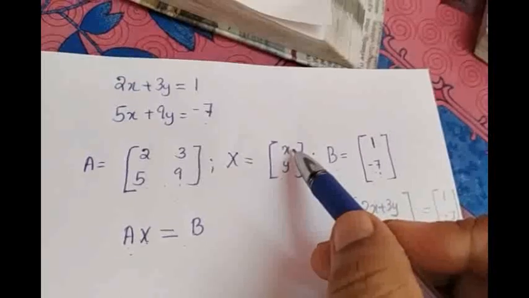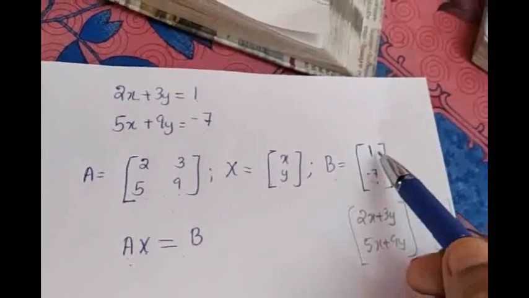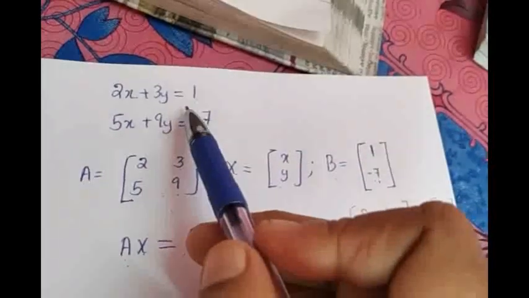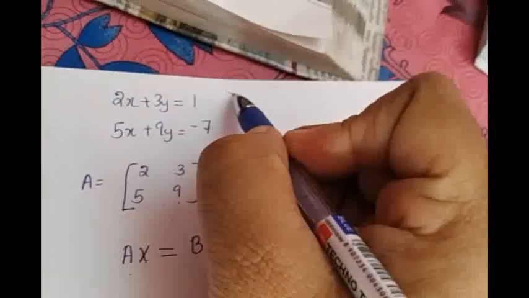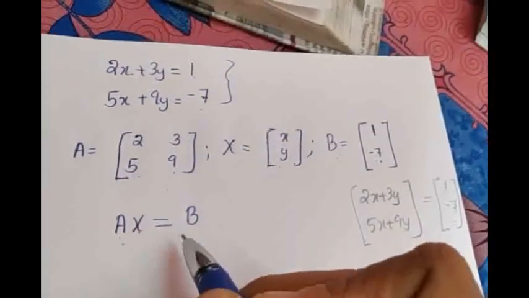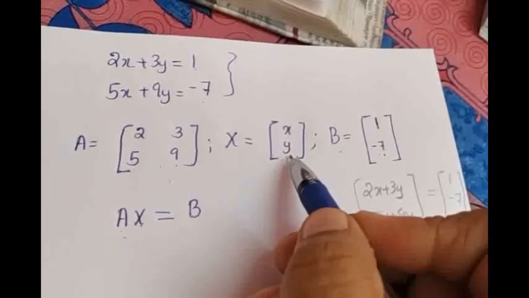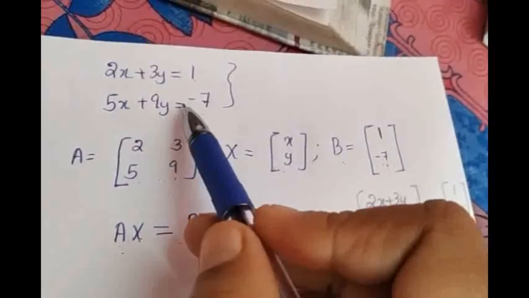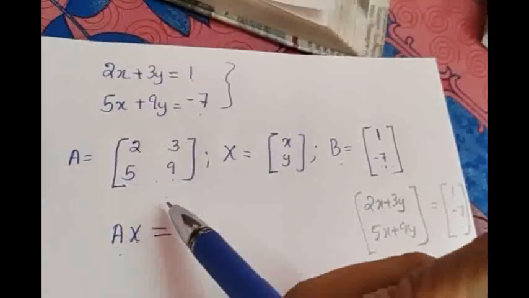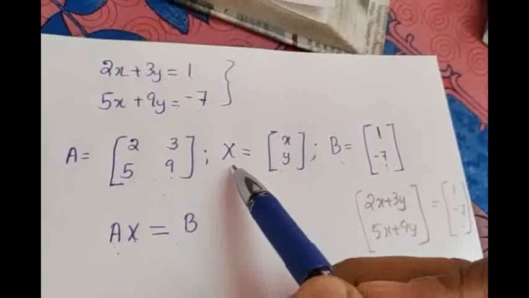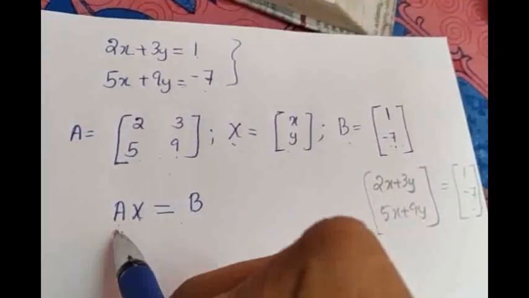X will always be a column matrix. How many variables are there? Write them in a column matrix. B is the constant matrix, and you have to write the constants after taking them to the right side of the equation. So the system of linear equations can be written as AX equal to B. If the question is to find the values of x and y, or to solve the equation, we have to find the values of x and y. Now, as we converted it into a matrix, our question is to find the value of capital X, and we have the relation AX equal to B.